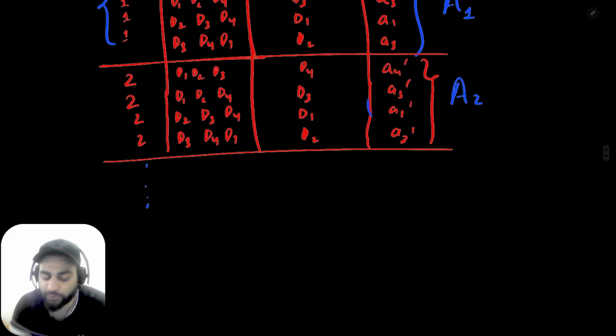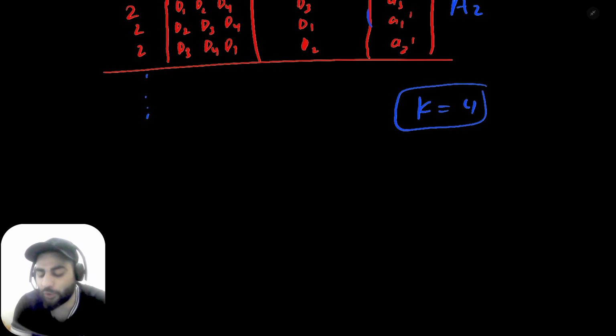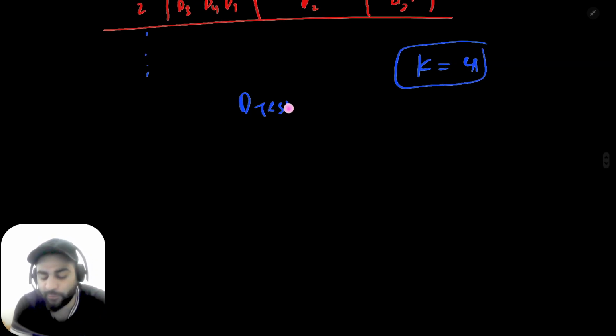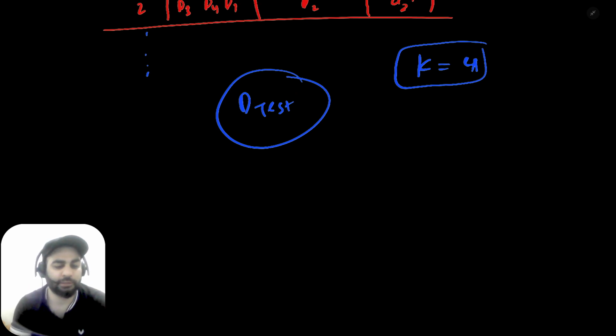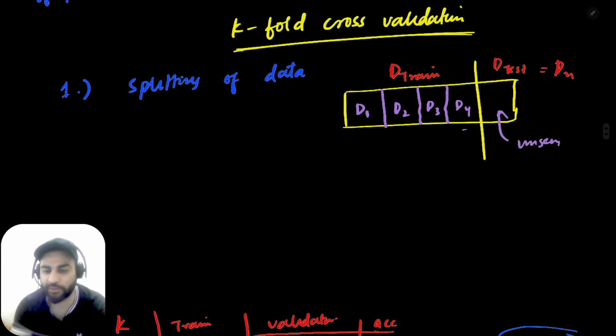And at the end, let's suppose we found k is equal to 4 to be the optimal k where we got the maximum accuracy, so then what we'll do is we'll bring the D test, and finally we'll test the model. Is this clear? Is this k fold cross validation clear? Yes, sir. Okay, so I just again reiterated the data.